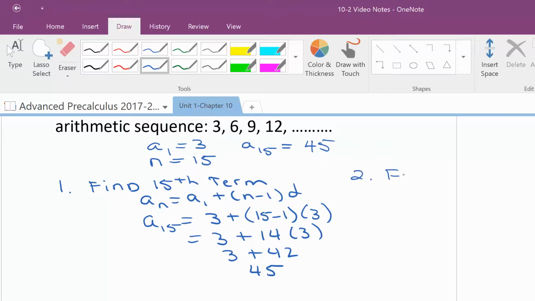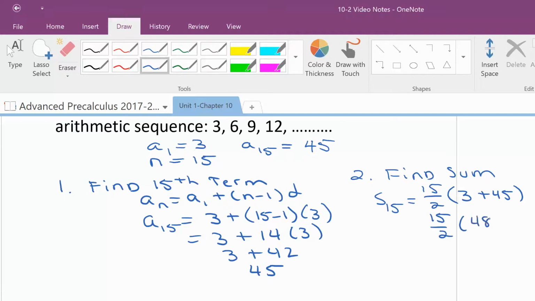Now we can find the sum by taking 15 divided by 2 times the first plus the last. So 15 halves times 48. 2 goes into 48, 24 times, and 24 times 15 is 360. So that's the sum of the first 15 terms.